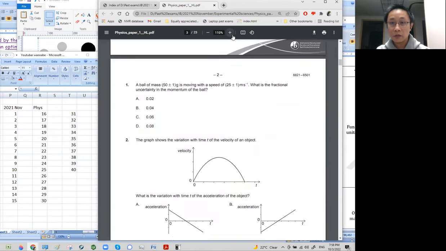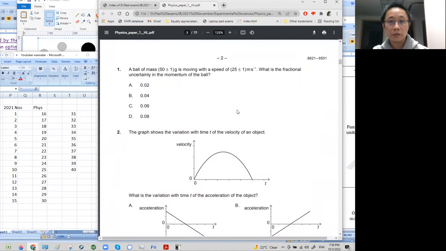Make it bigger. Question 1, uncertainty calculations. A ball of mass given is moving with a speed given. What is the fractional uncertainty in the momentum of the ball? So to calculate momentum, it's about doing p equals mv, and when you have quantities that have uncertainty being multiplied together, the fractional uncertainty is given by this equation.